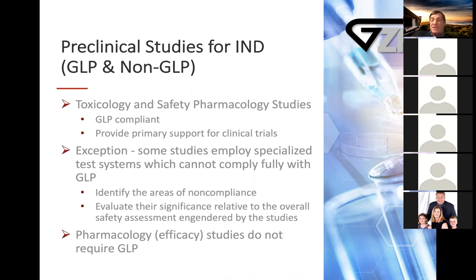And if there are studies that employ specialized test systems which cannot fully comply with GLP, the FDA allows that. There are some very unusual rarefied receptor type studies and localization studies which cannot be fully compliant with GLP, and those can be submitted to the FDA and will be accepted. But you have to identify the areas of non-compliance and evaluate their significance relative to the overall non-clinical package in the IND.